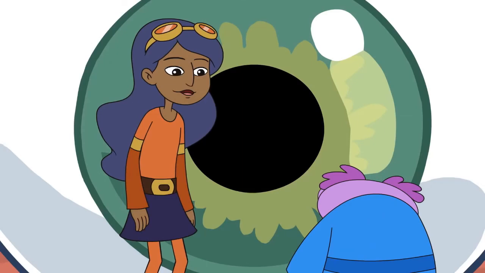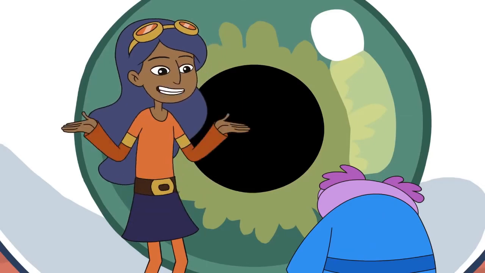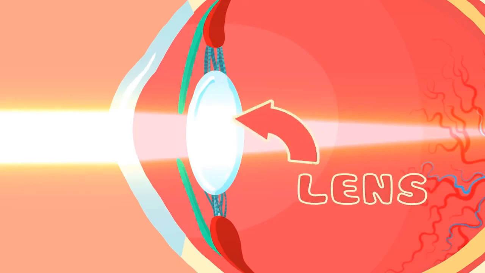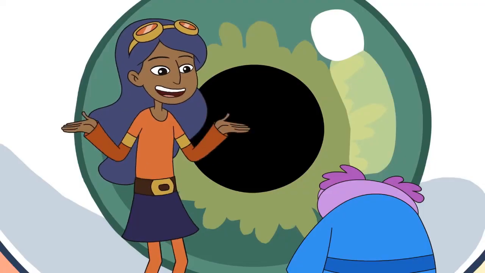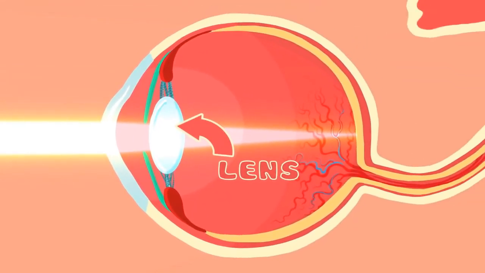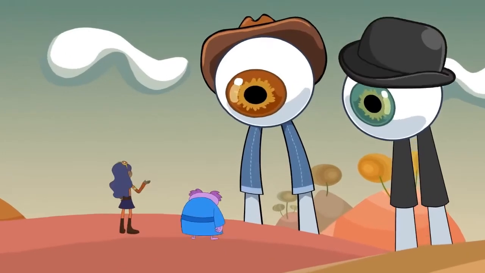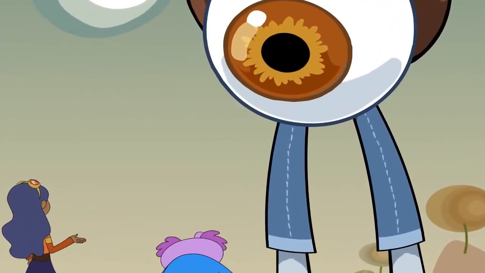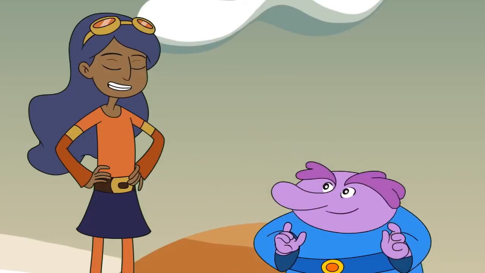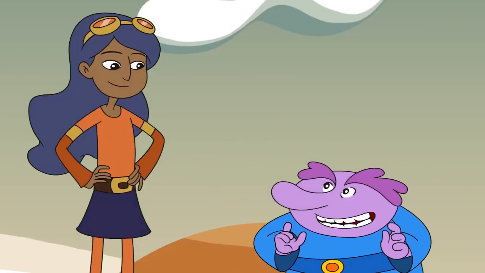Good point. So what happens after the light has passed through the cornea and the pupil? The light passes through the lens. Like the lens in a camera? Precisely. The lens focuses the light onto the back of the eye, where seeing really starts to happen. Can the lens in the eye focus on stuff that's close and stuff that's far, like a camera lens would? It sure can. Let's head inside to see how. Last one through the pupil's a rotten egg.